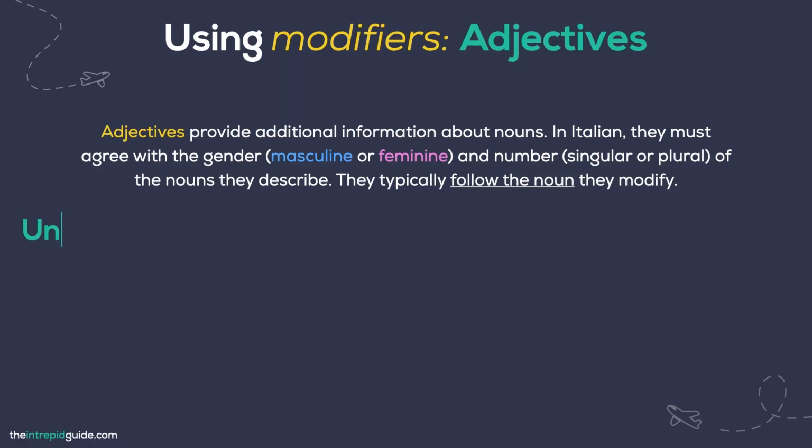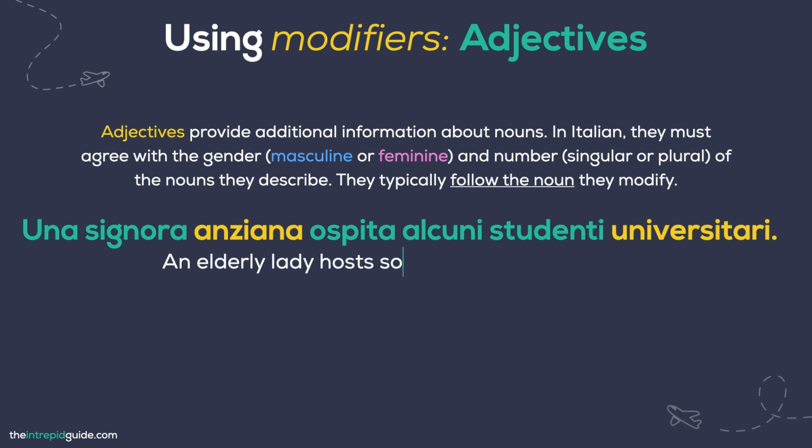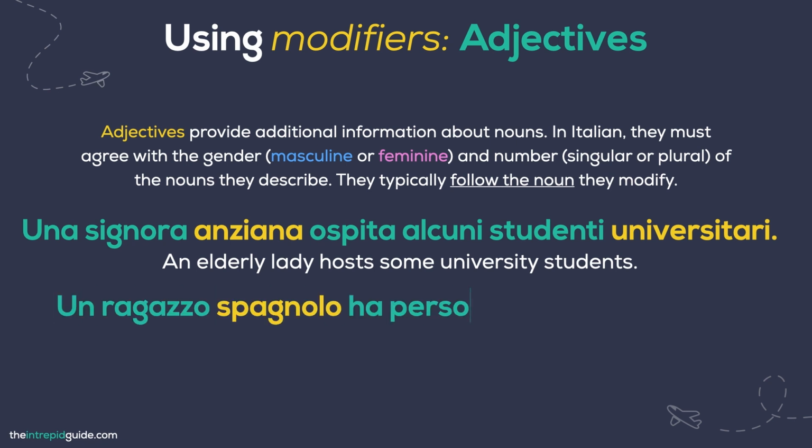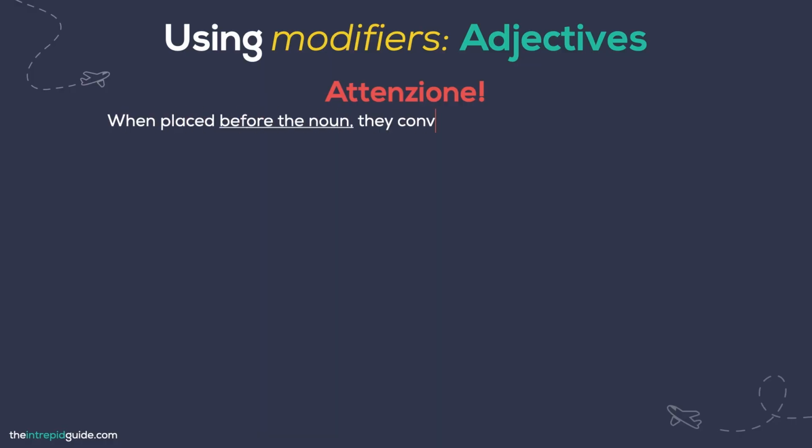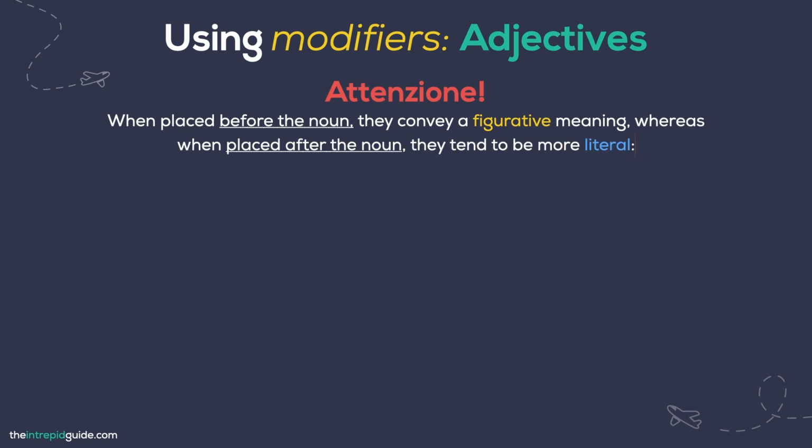For example, Una signora anziana ospita alcuni studenti universitari. An elderly lady hosts some university students. Un ragazzo spagnolo ha perso il passaporto nuovo. A Spanish tourist lost his new passport. However, there are some exceptions. Some adjectives change meaning depending on their position in a sentence. When placed before the noun, they convey a figurative meaning, whereas when they are placed after the noun, they tend to be more literal. Take a look at these examples.